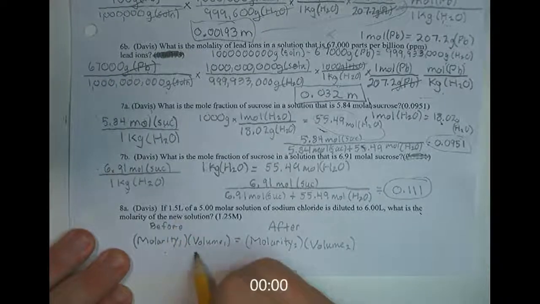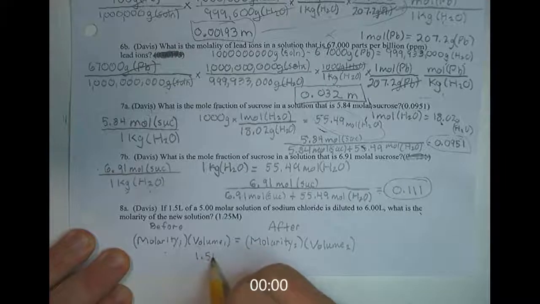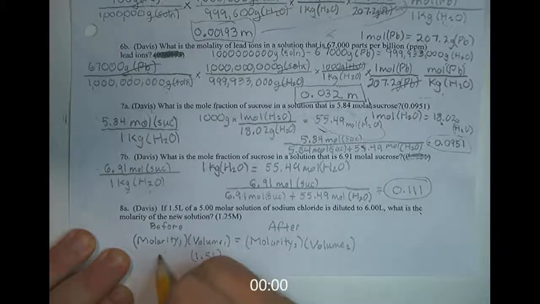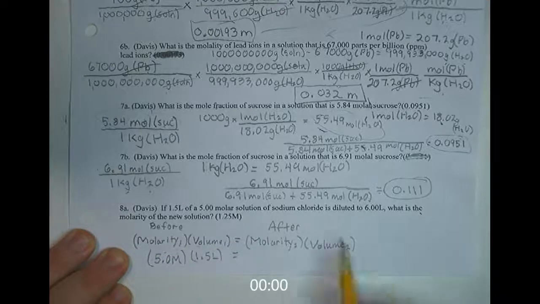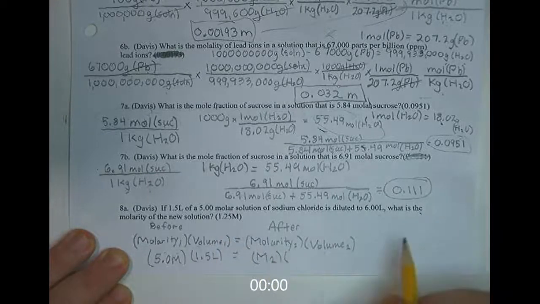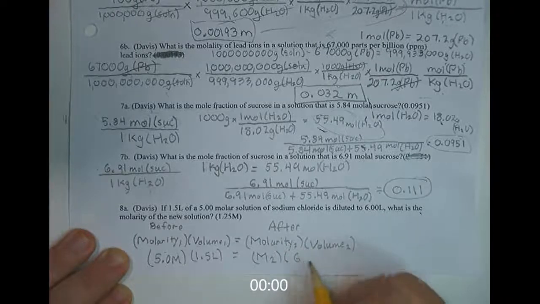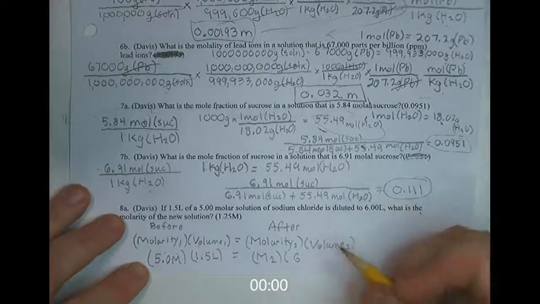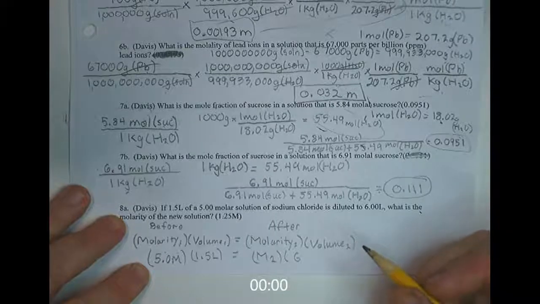The volume is 1.5 liters. The molarity is 5 molar. And it wants to know the new molarity, so we'll call that M2, equals the volume after, and that's 6.0. So you added enough water to go from 1.5 liters up to 6 liters.